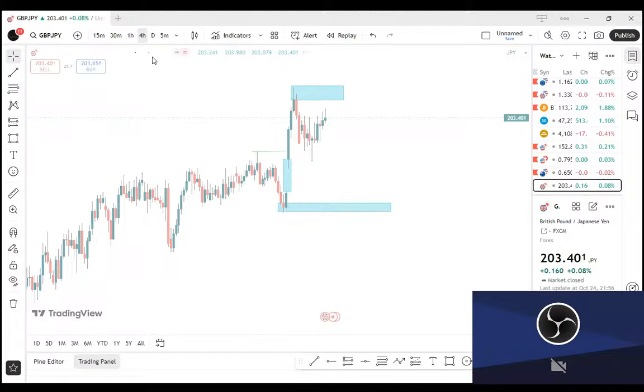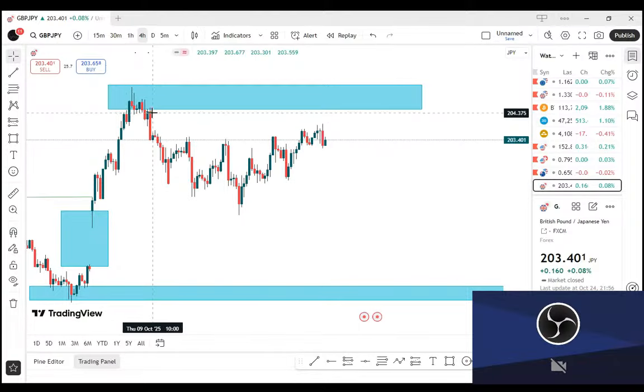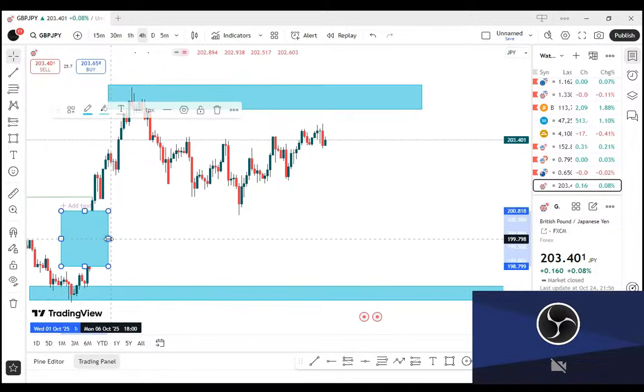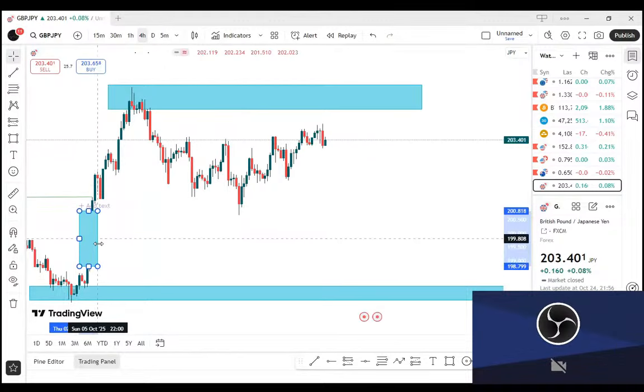If you go to the 4 hours time frame, this is your 4 hours time frame. You see, this is a zone I marked and price broke. And this is a gap. Let me reduce it so that this is a gap produced by price while pushing up. And this gap hasn't been filled.